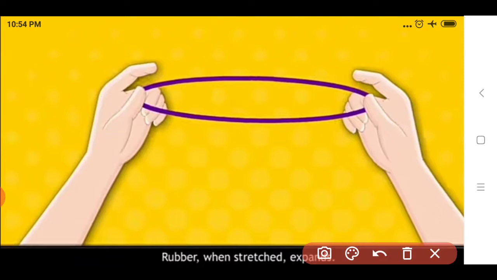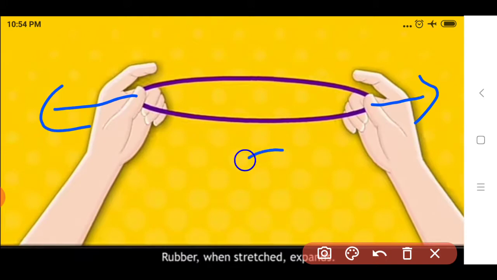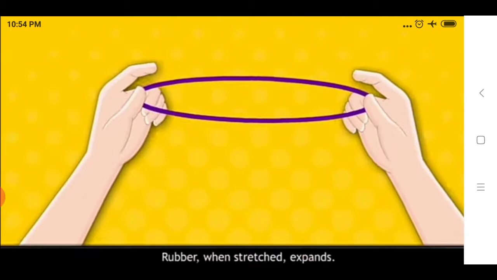So we see the rubber band. When we stretch this rubber in this direction, then the shape of this rubber band is like this. By stretching it becomes like this. So here when we stretch the rubber, its shape changes and the size of this rubber gets extended.